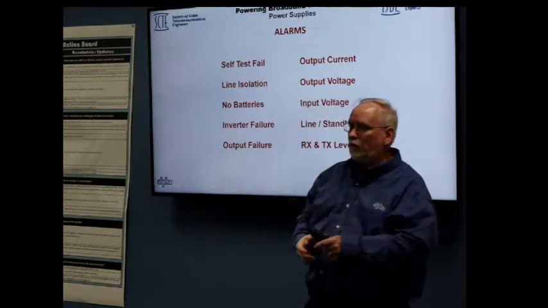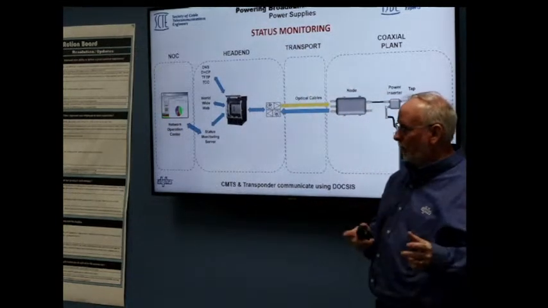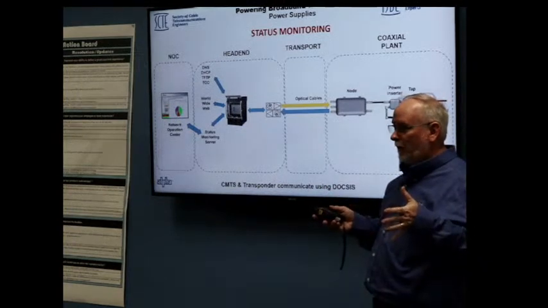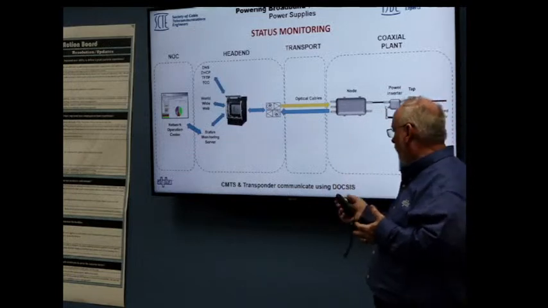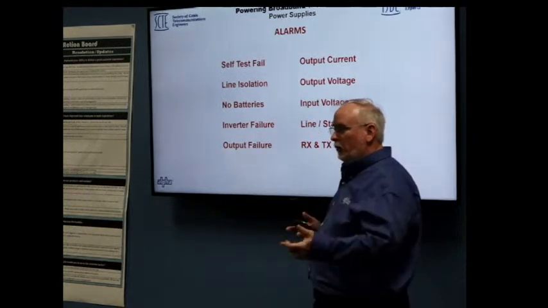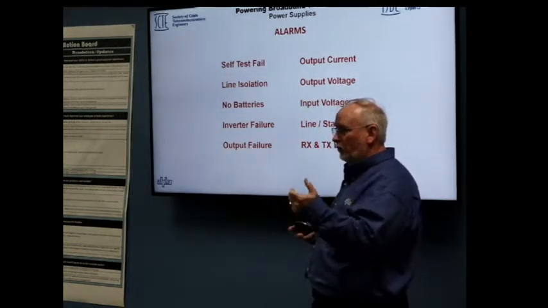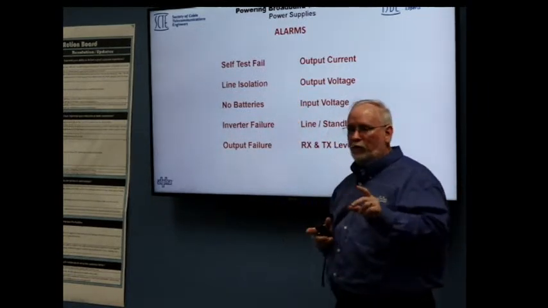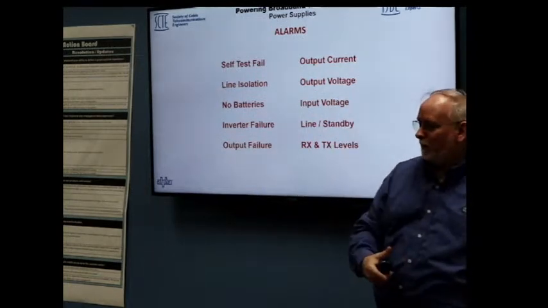Self-test fail means that the unit went into either a manual or automated self-test, which means it went to the batteries and expected to run for a certain amount of time. Something interrupted that. Could be bad batteries. If you get one of those, reissue it. Actually go into the software and issue a self-test, let it run for 10 minutes, shut it off. Sometimes that'll clear. Because what's the power supply's primary purpose? To provide power for the HFC plant.